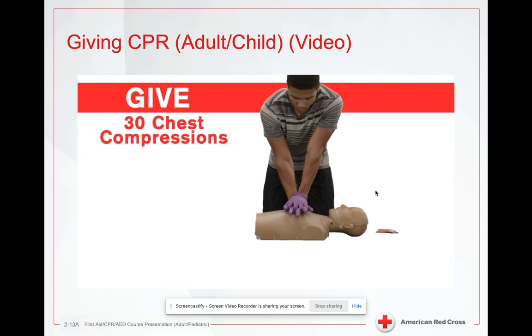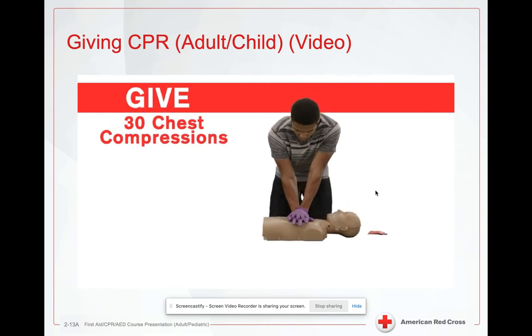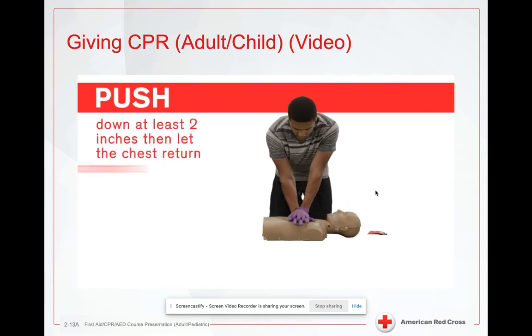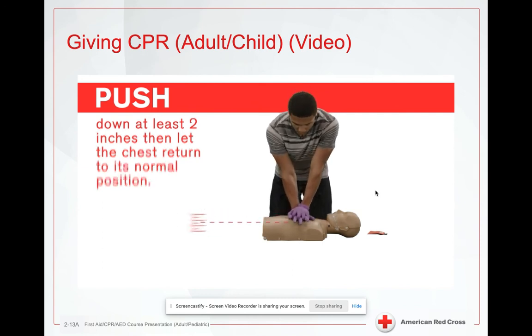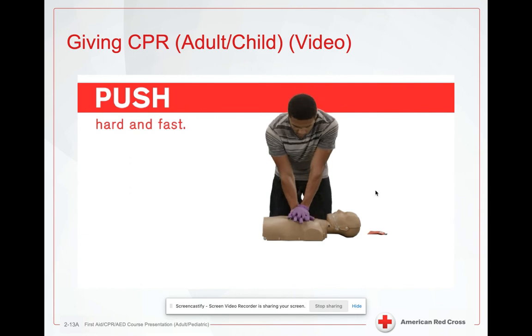Now, give 30 chest compressions. Keeping your arms straight, push down at least 2 inches, then let the chest return to its normal position. Continue to push hard and fast, giving compressions at a rate of between 100 and 120 compressions per minute.